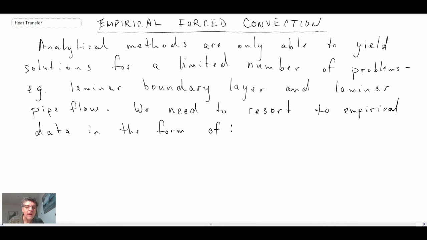Okay, so what we've been starting to notice is that the analytical methods, such as the solution by Blasius, only get us so far, and that only works for rather restrictive and limited cases. And when we want to get to more practical flows of engineering interest, we need to start to bring in experimental results, and that is the empirical data that I'm referring to. And so when we're looking at these, the empirical data could be in a number of different forms.